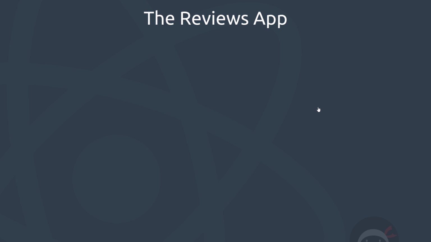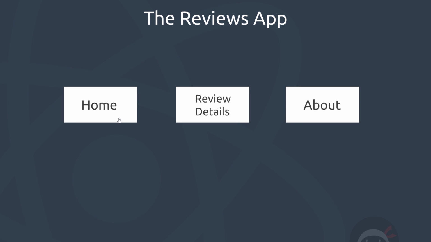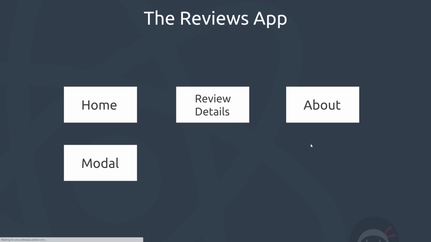So first of all, we're going to have several different screens on this app. We're going to have a home screen, which is going to list all the different reviews. Then we're going to have a review details page, which is going to list the details of a particular review. And then finally, an about page, which contains information about the app, I suppose. We're also going to have a modal, which is a bit like a slide up or a pop-up on the app. And that is going to contain a form to add a new review to the app.